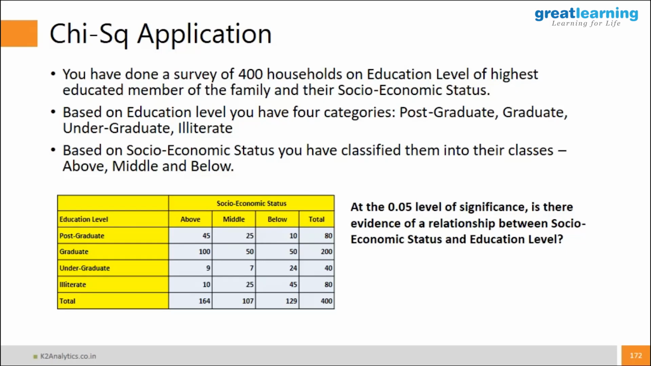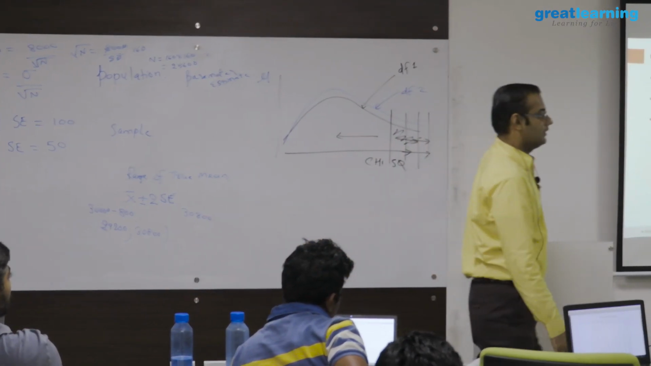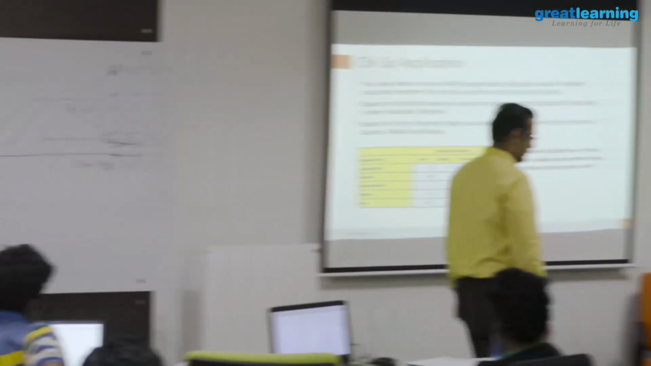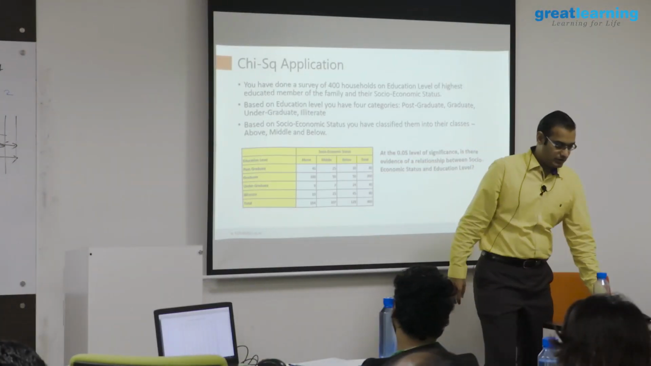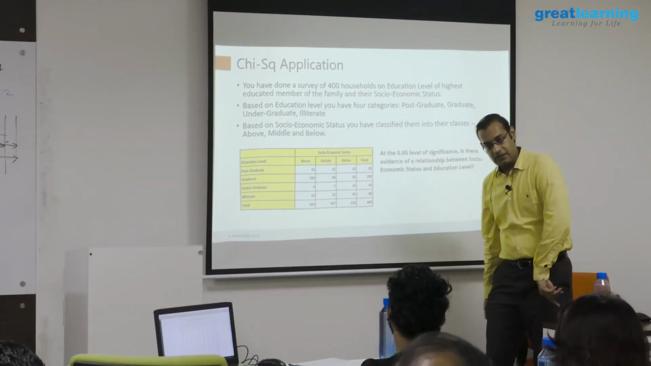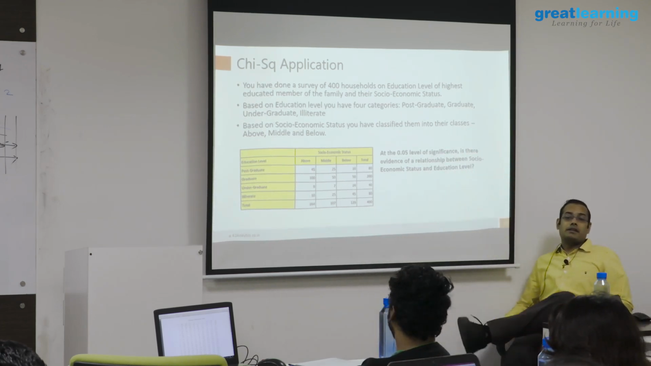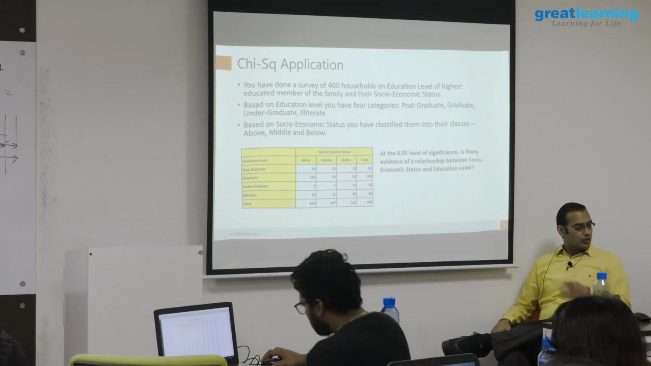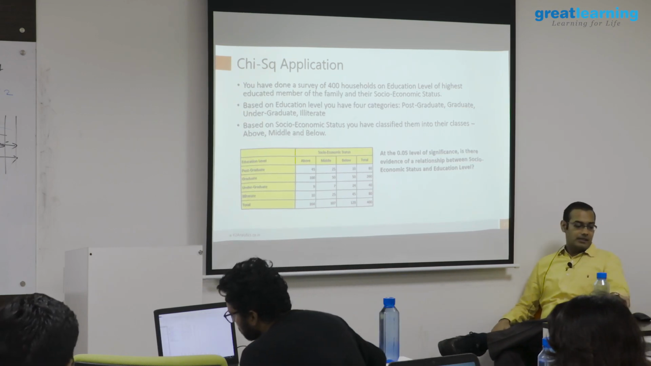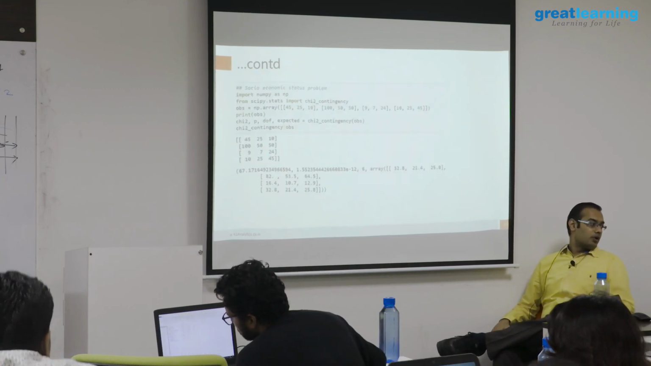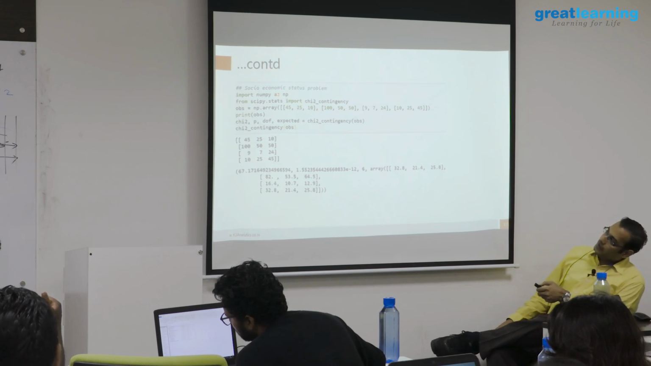Expected frequency: you copy paste the numbers in Excel and create the expected frequency and chi-square. Only when you do, you will understand the calculation. So compute the expected frequencies and compute the chi-square value. How to do in Python is there. For those who are bothered about the code, Python code is there.